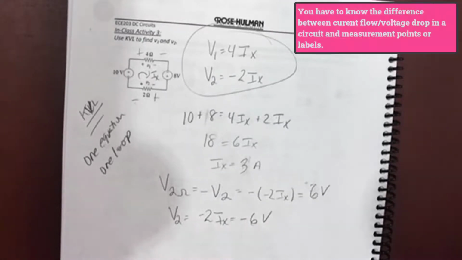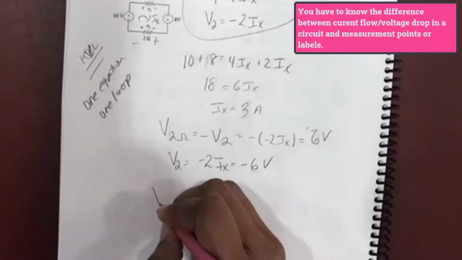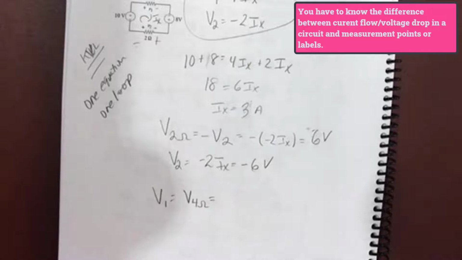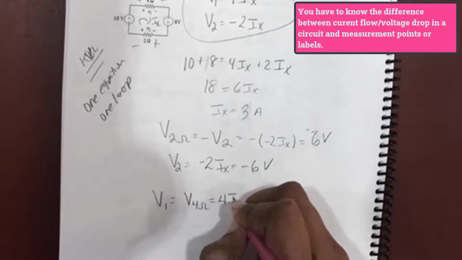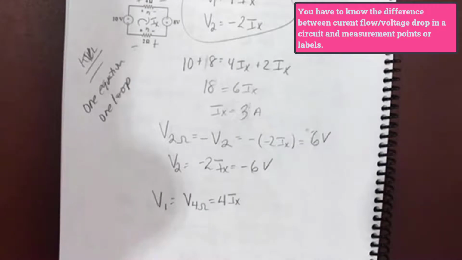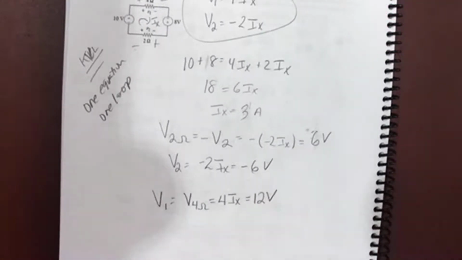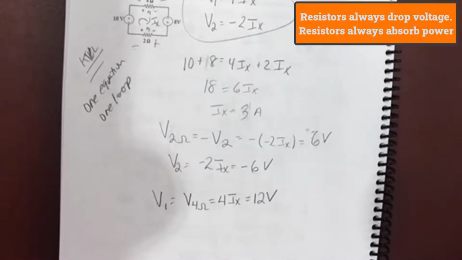I can have a voltmeter that reads -6 volts. That does not mean the resistor is delivering power. It just means I reverse the red and the black on the voltmeter. And V1 just so happens to be consistent with the voltage drop across the resistor. So that would be 4Ix. So V1 is 12 volts. And the voltage drop across the resistor is 12 volts.